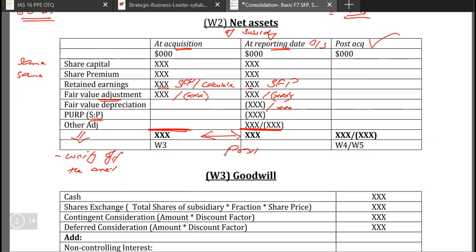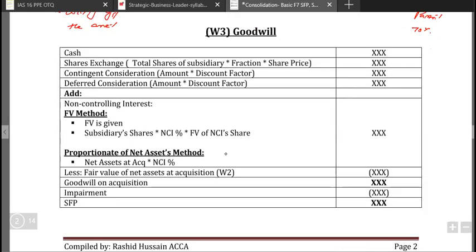And this post acquisition will be shared between the NCI and the parent, because this is the profit which has been earned by the subsidiary after the acquisition. If we have acquired the subsidiary as 100%, then obviously 100% belongs to us. But, for example, if we acquired 70%, then 70% belongs to us and 30% to NCI. So this post acquisition profit means what the subsidiary has earned after the acquisition. Now you have the goodwill. Goodwill has, first of all, the consideration. The consideration, I have already explained it.